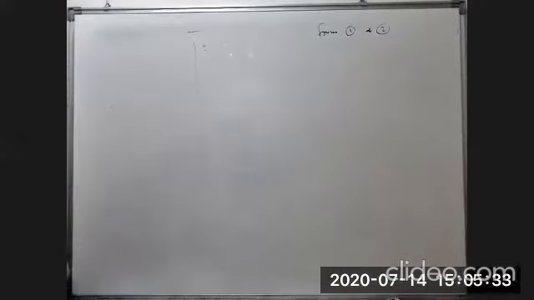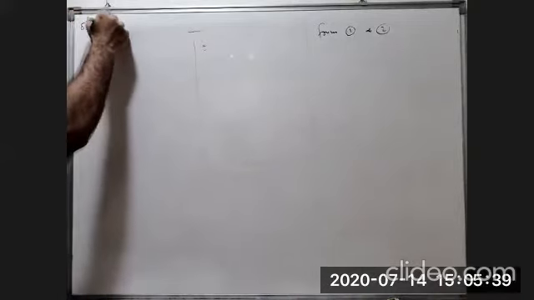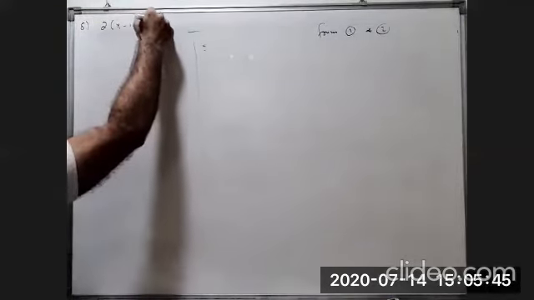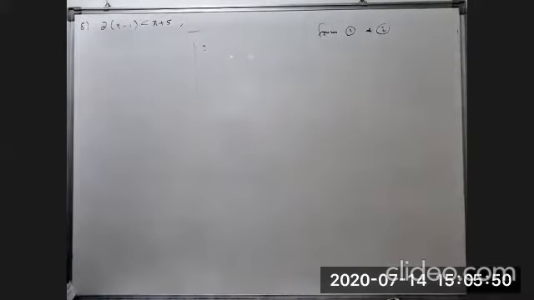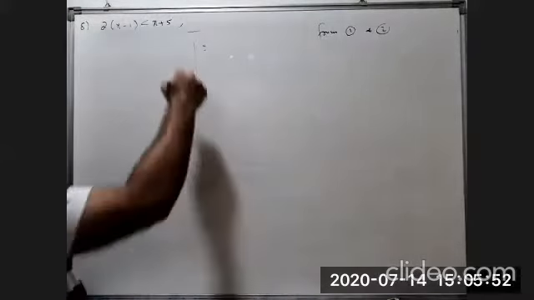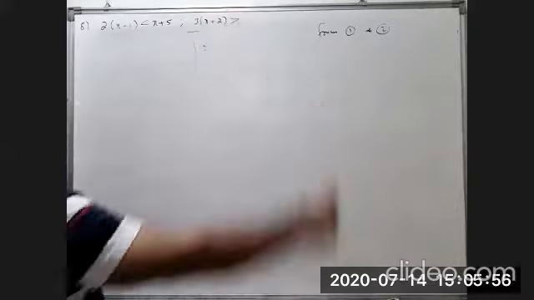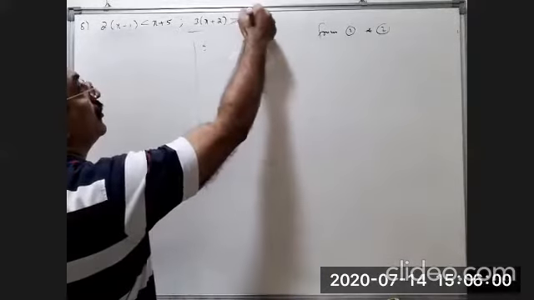Question number 8. 2 into x minus 1 less than x plus 5, and the second one is 3 into x plus 2 more than 2 minus x.